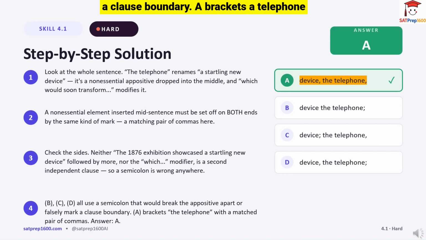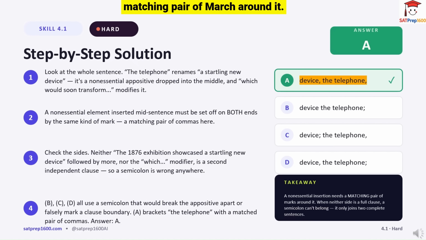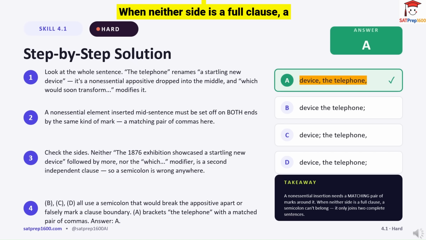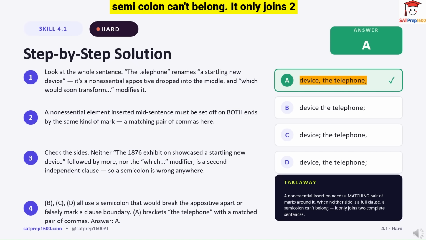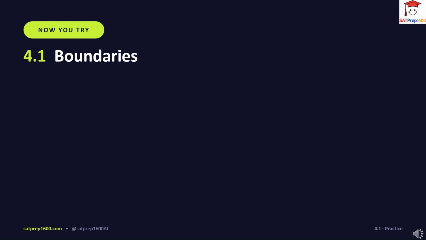A. Brackets the telephone with a matched pair of commas. The answer is A. A non-essential insertion needs a matching pair of marks around it. When neither side is a full clause, a semicolon can't belong. It only joins two complete sentences. Now you try. Pause the video and work this boundaries question on your own.